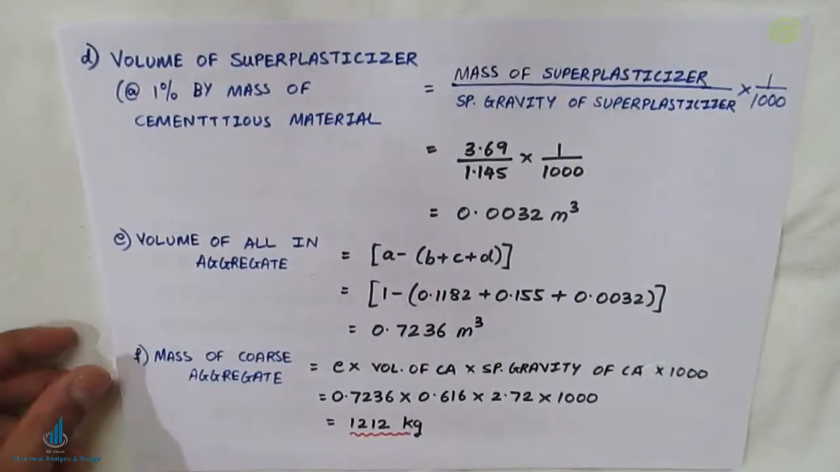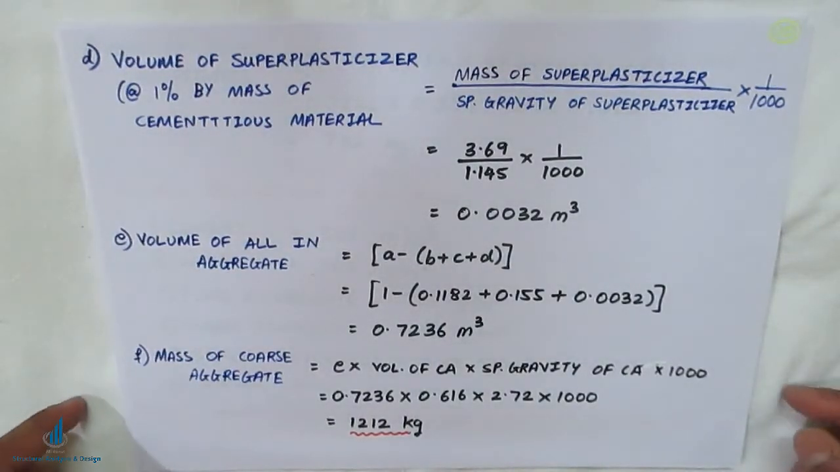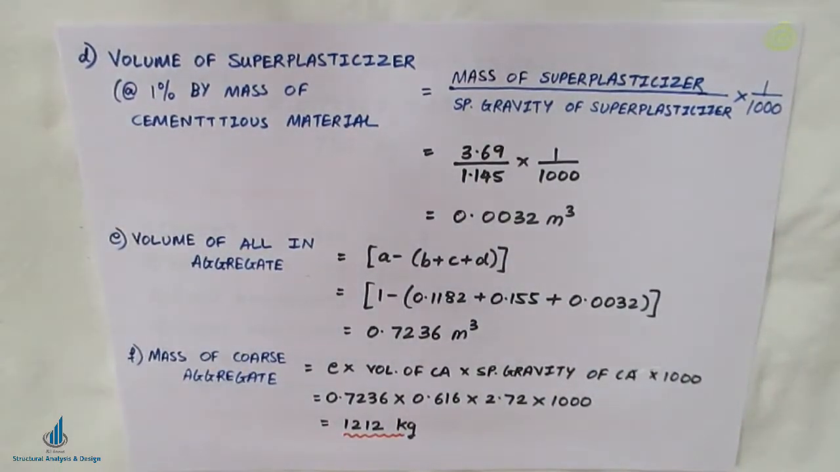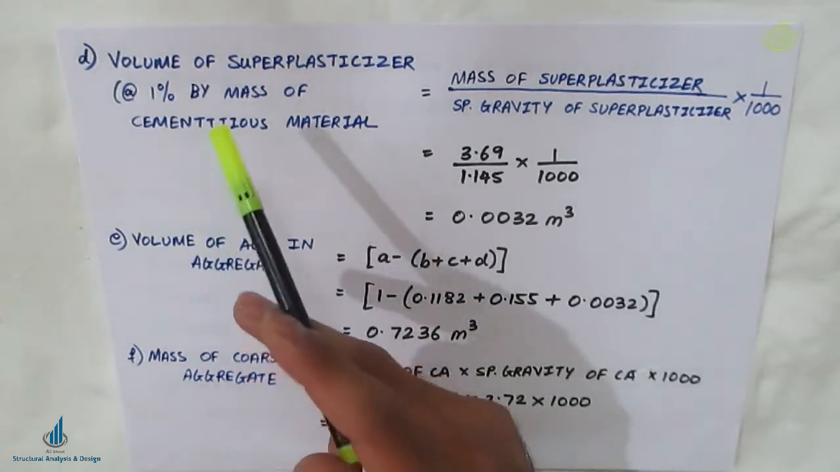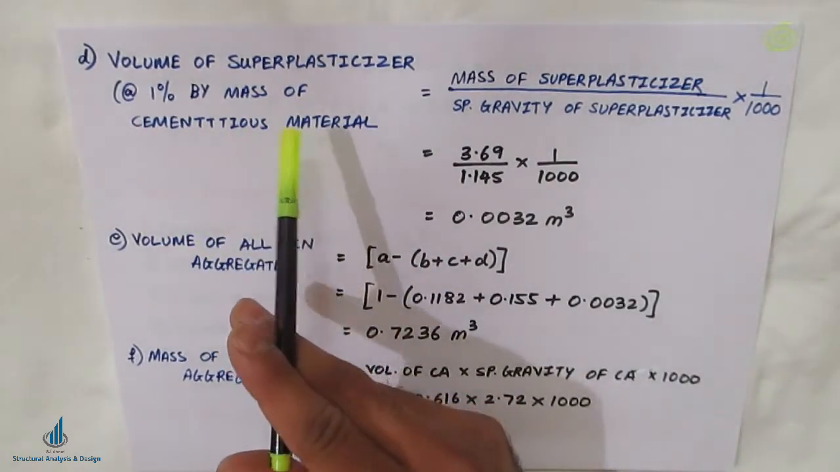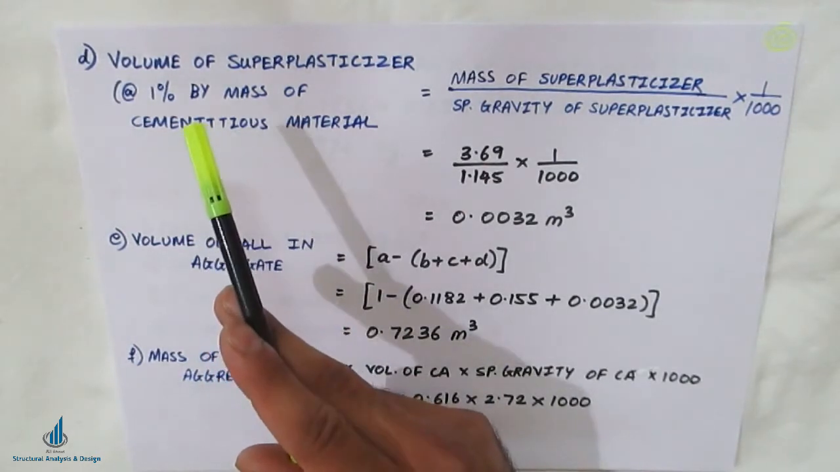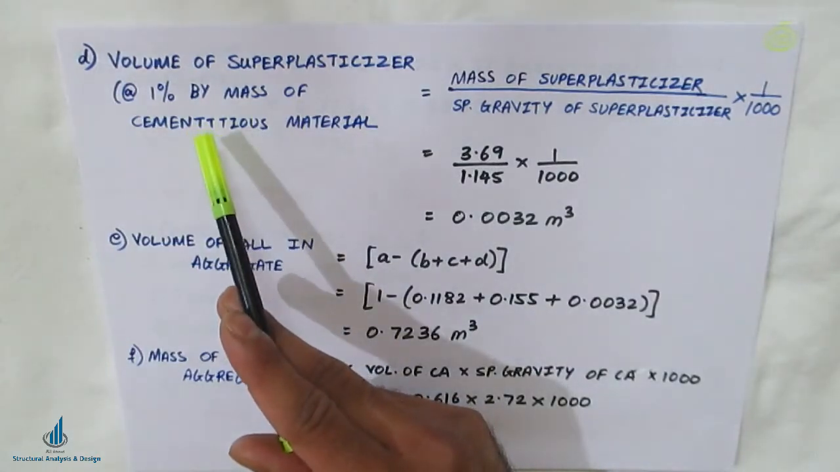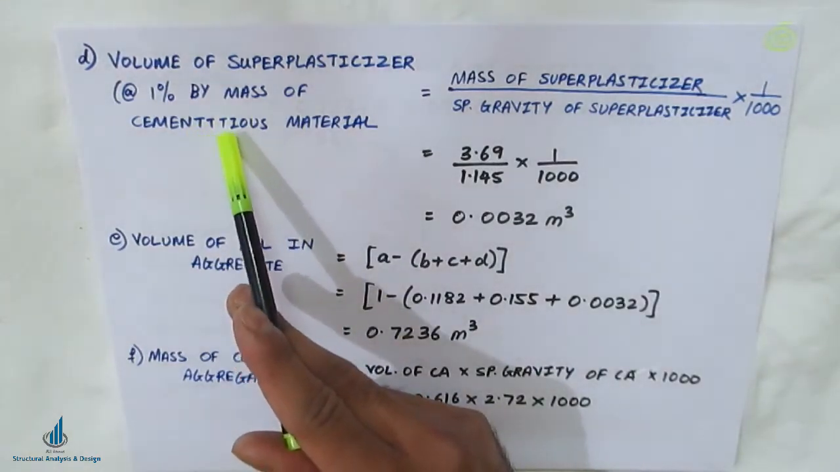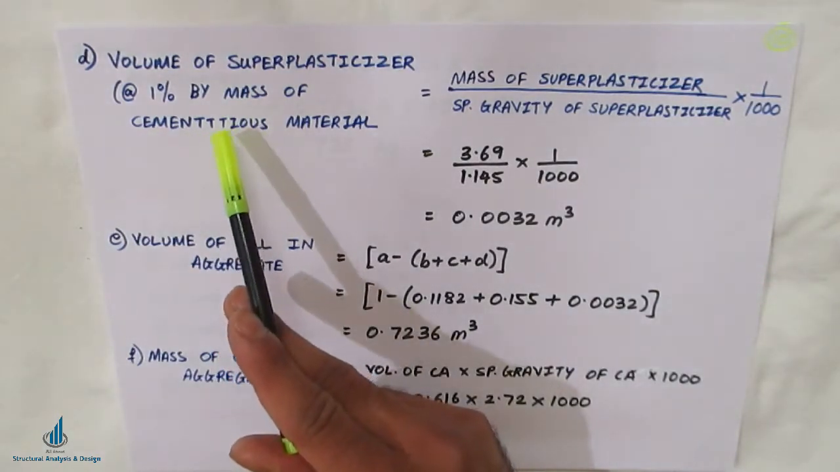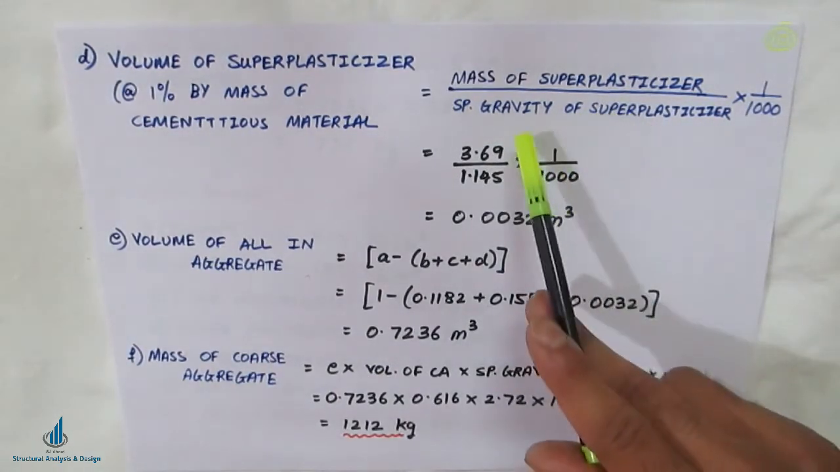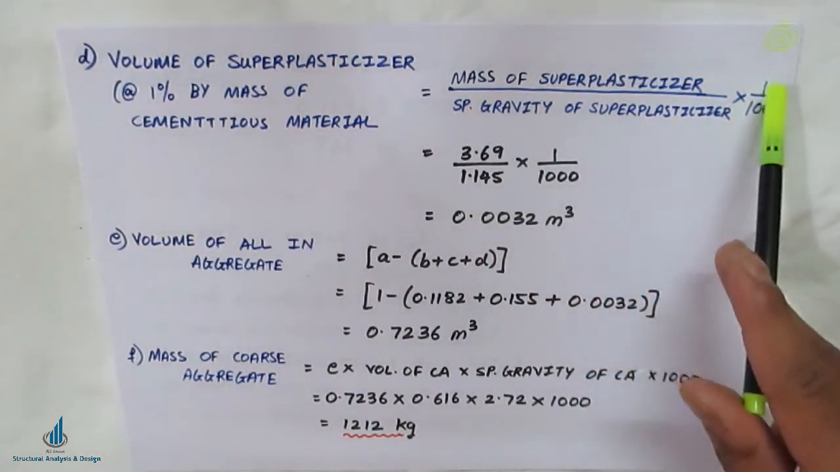So now D point is the volume of superplasticizer. You have to remember how much superplasticizer to add for this particular design. We are going to add 1% by mass of cementitious material. So you have to take the volume of superplasticizer, and for that you have to assume by mass. The assumption will be done by dosage for different trials, and you will be arriving at a particular dosage. So we are going for 1% by mass of cementitious material. So mass of superplasticizer divided by specific gravity of superplasticizer, into 1 divided by 1000.